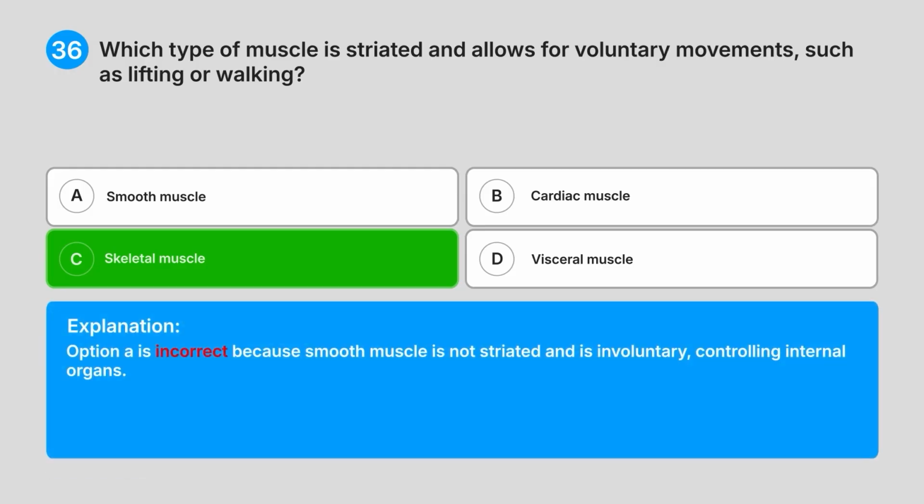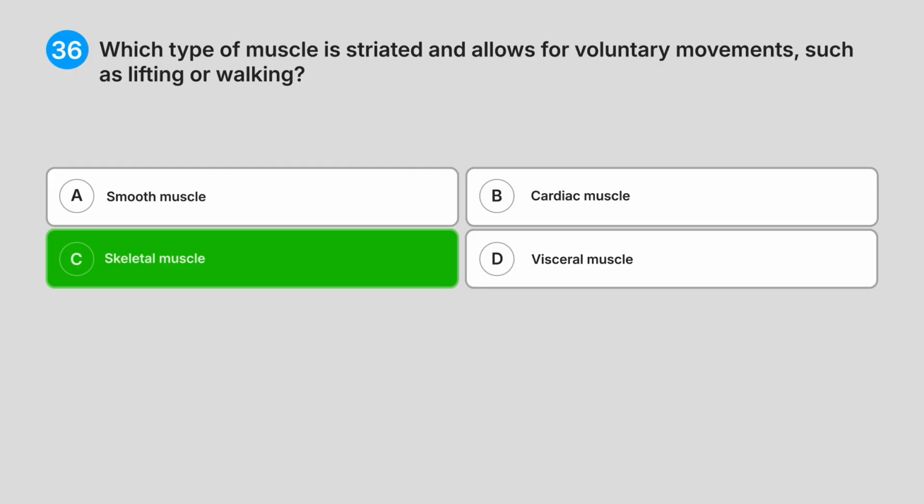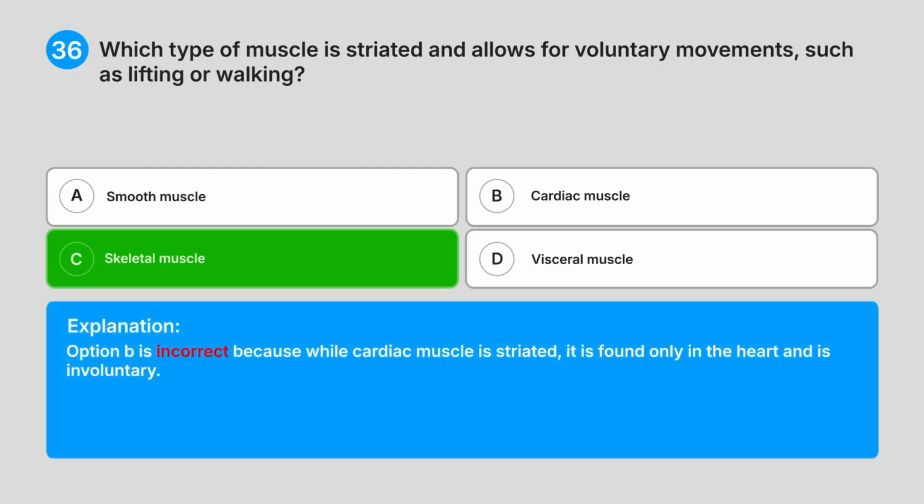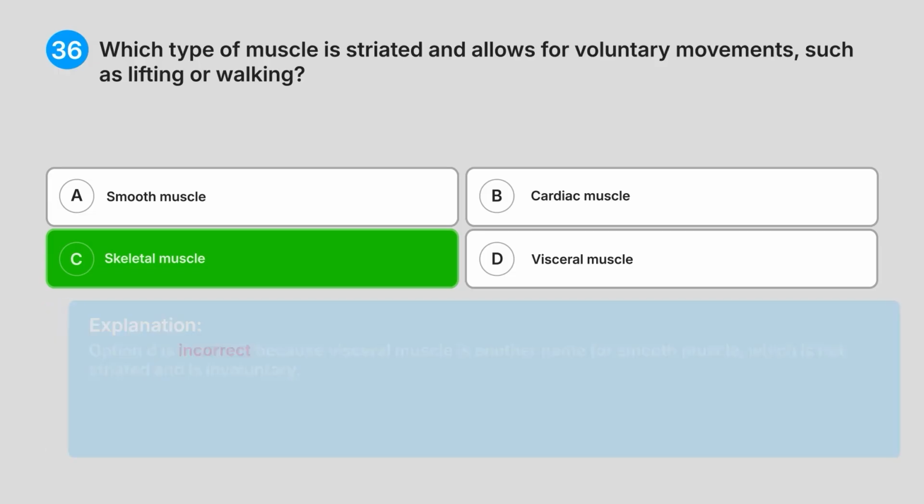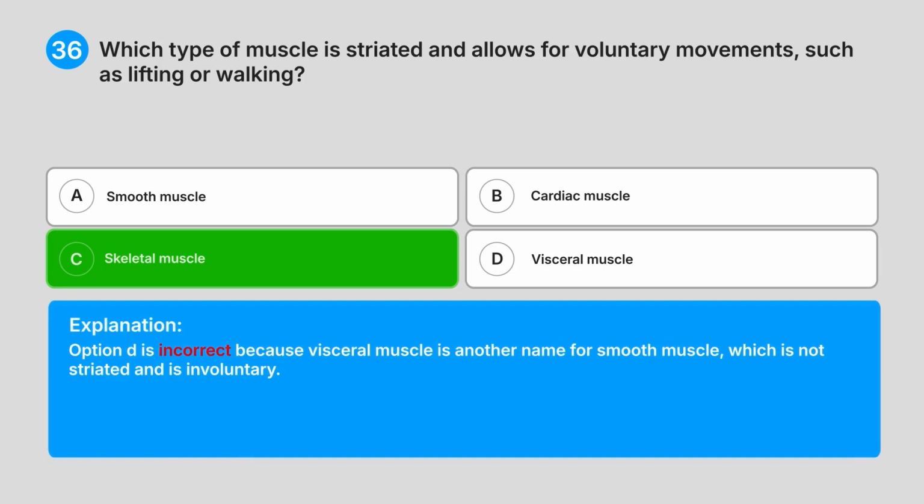Option A is incorrect because smooth muscle is not striated and is involuntary, controlling internal organs. Option B is incorrect because while cardiac muscle is striated, it is found only in the heart and is involuntary. Option D is incorrect because visceral muscle is another name for smooth muscle, which is not striated and is involuntary.